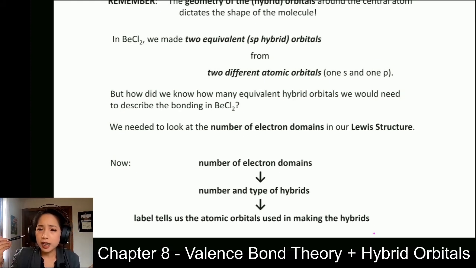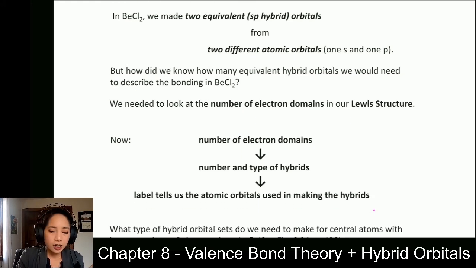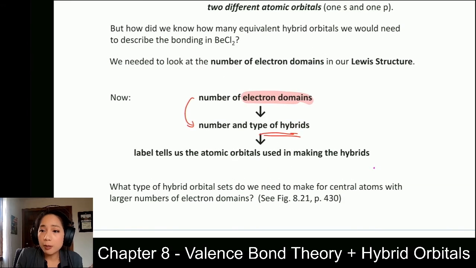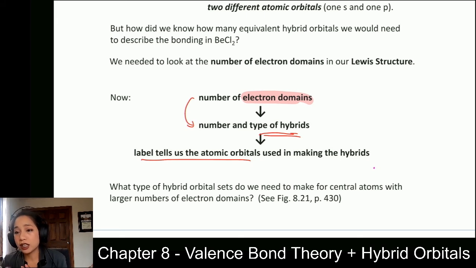So if we now work backwards, how did we get to this point? If we look back at our steps, we need to first draw the Lewis structure of our molecule, then identify the number of electron domains from that Lewis structure. That number is the same number of hybrid orbitals we need to make. And then finally, the number of hybrid orbitals tells us how many atomic orbitals we need to make the hybrid sets. So this all has to do with the central atom.